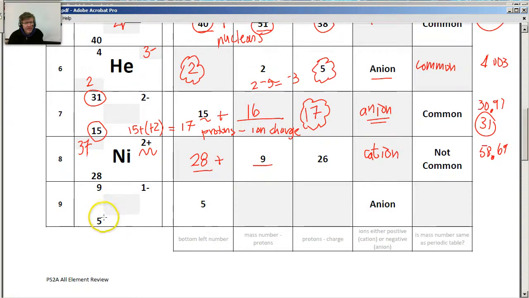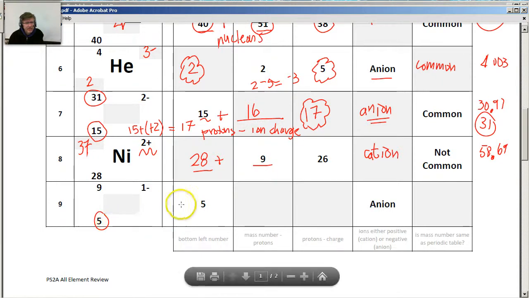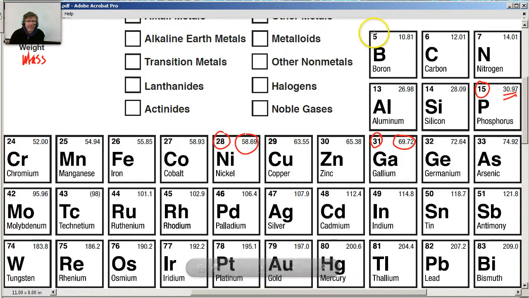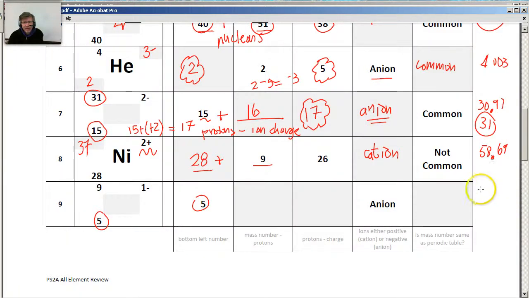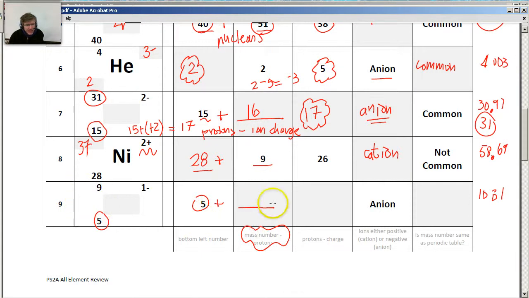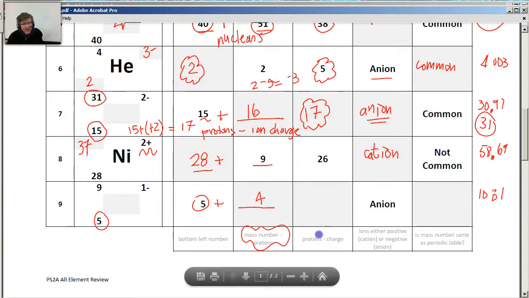What element has number 5? I know this number is the atomic number, which is protons. What's number 5 again? Boron. Boron has an atomic mass of 10.81. Let's write that down over here. Boron, 10.81. 5 plus something equals 9. Remember, look at here, I sometimes have a little hint at the bottom of this page. Mass number minus protons. So 9 minus 5 is 4. Protons plus neutrons equals mass number. Protons minus charge, here's a little hint down here.